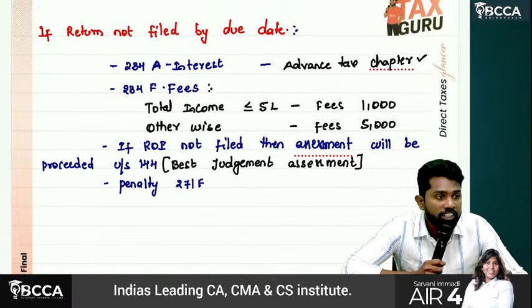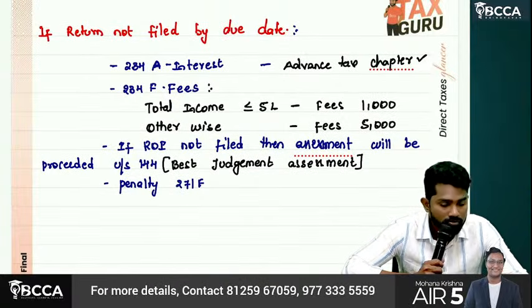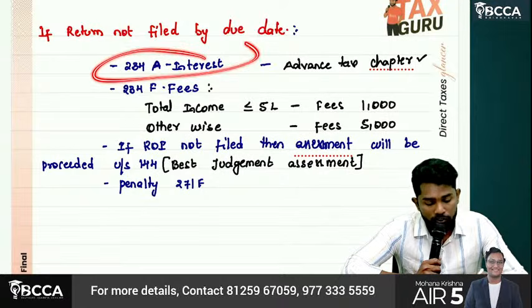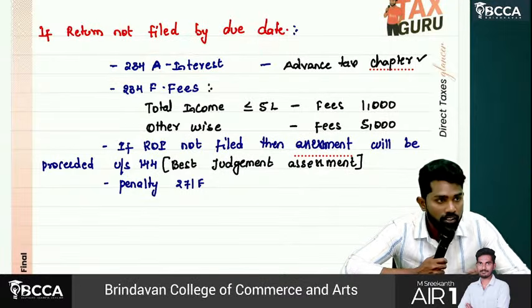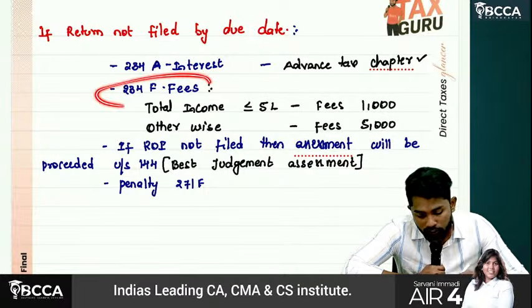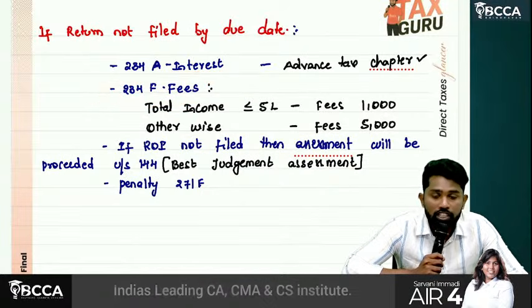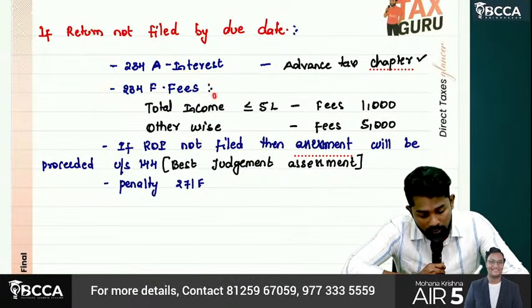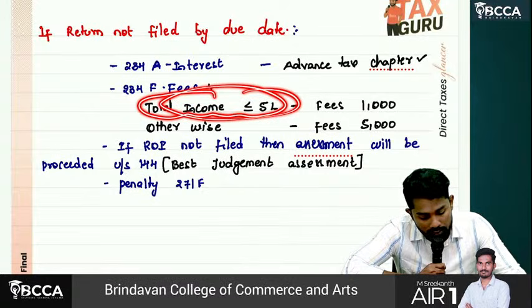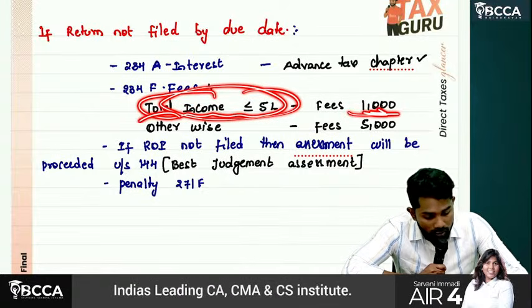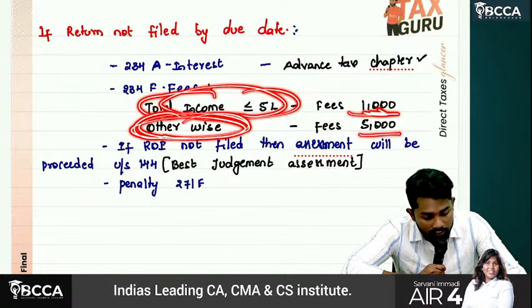What happens if the return is not filed by the due date? There will be 234A interest for delay in filing the return. Then 234F fees for delay in filing the return. What is the fees, sir? If the total income is up to 5 lakhs, then the fees is 1000. If the total income is above 5 lakhs, then the fees is 5000.